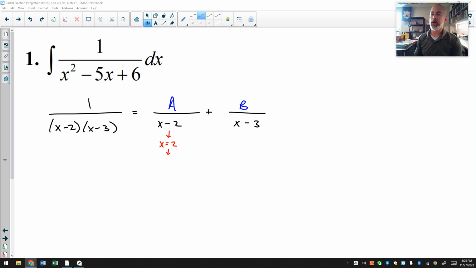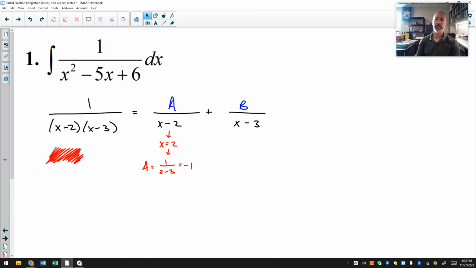And that one easy step is to go back to the fraction where you factor the denominator, and we will cover up the factor that gave us the value of x equals 2. Cover that up completely. And a lot of teachers will call this the cover-up method for that reason. And we find out that A is, and we get A by plugging 2 into all remaining x's, which means we have 1 over 2 minus 3, which means A is negative 1. And then we will repeat that process for B.